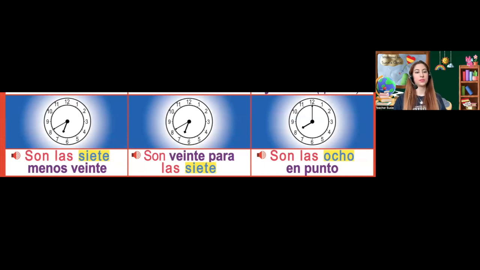No lo sé. Let me know. Tell me in the comments. You got it? Okay. It means it's 7 minus 20. Basically, the actual time is 6:40. But what we are saying is it's 7 minus 20 minutes. Make sense? Son las 7:20.